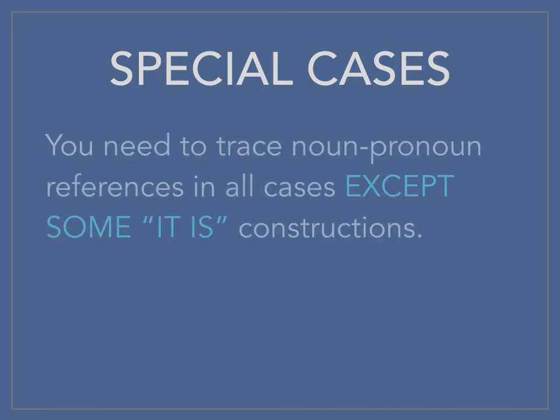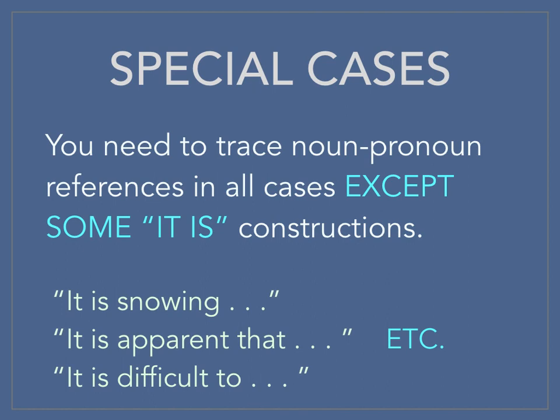Now, special cases, though. There are a very select few elements on the SAT that don't require clarification for noun references because you can't really in standard English usage. The big one would be instances of it is that set up a situation. It is snowing, it is apparent that, it is difficult to. And these are just there to give you the idea, okay, here's what's happening. But every other time you see something like he, she, it, they, those are the ones, usually the third person pronouns, that you need a clear reference for.